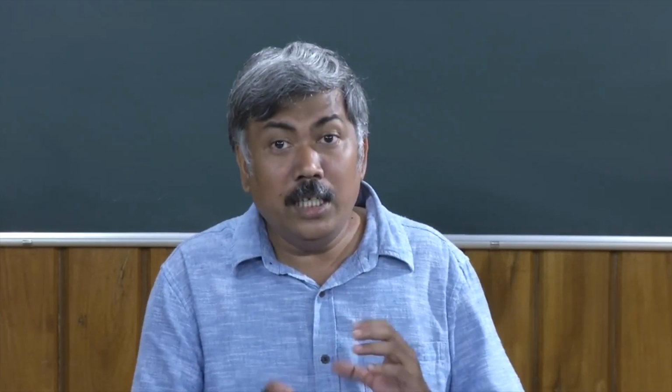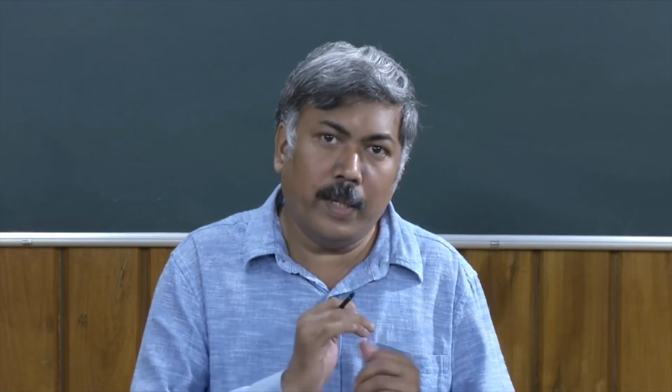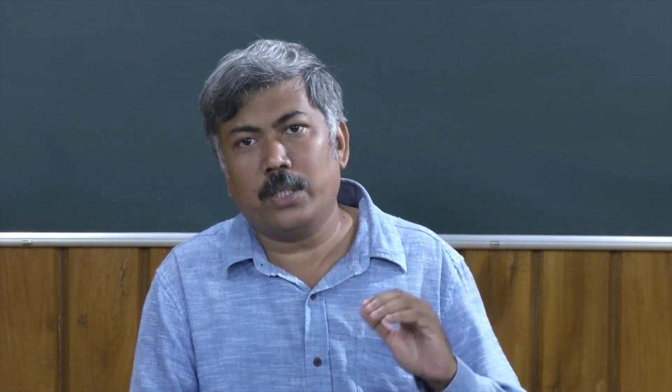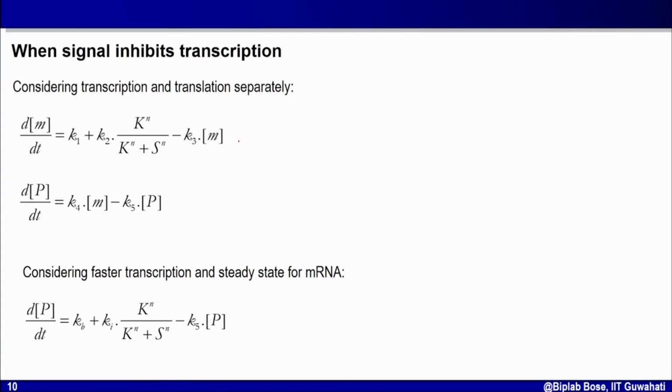Now suppose the signal inhibits my production, inhibits my transcription, then I have to use the inverse or negative Hill function, and I can write the ODE the way I have shown here. dM/dt equal to K1, that is the rate of leaky expression, plus K2 into the inverse Hill function here, or negative Hill function here, minus K3 into M.